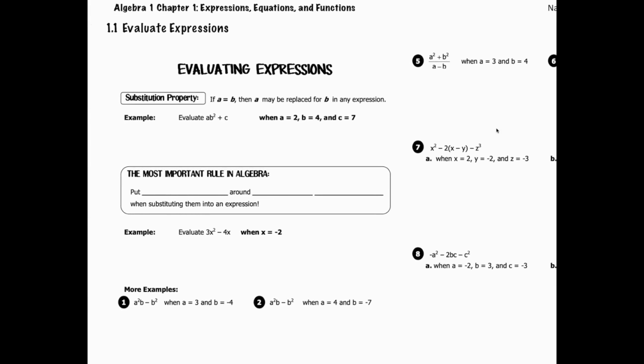So all we're going to do there is substitute the values in. Because we know A is equal to 2, I'm going to write down 2. And then we know that B is 4. So I have 2 times 4 squared plus 7. And then we just use order of operations to simplify that. I'd be doing my exponents first by GEMDAS: grouping, exponent, multiplication, division, addition, subtraction. So 2 times 16 plus 7, which is 39.